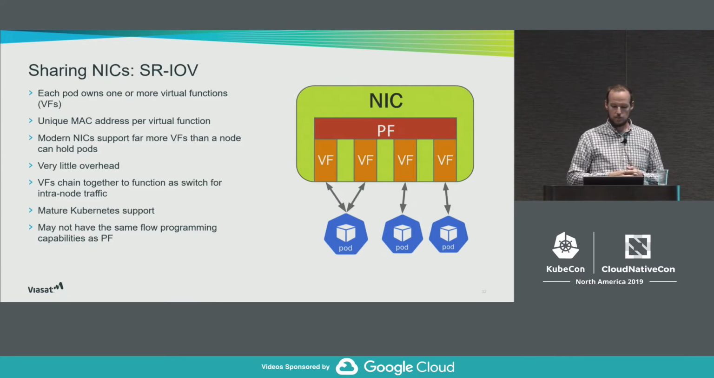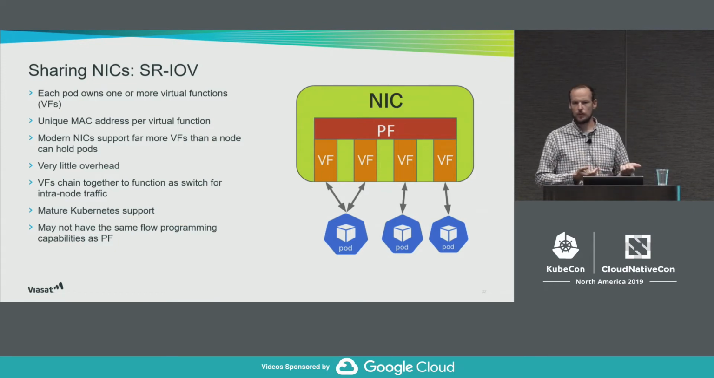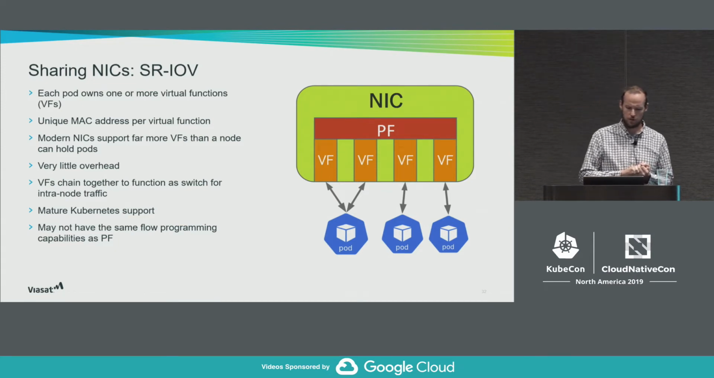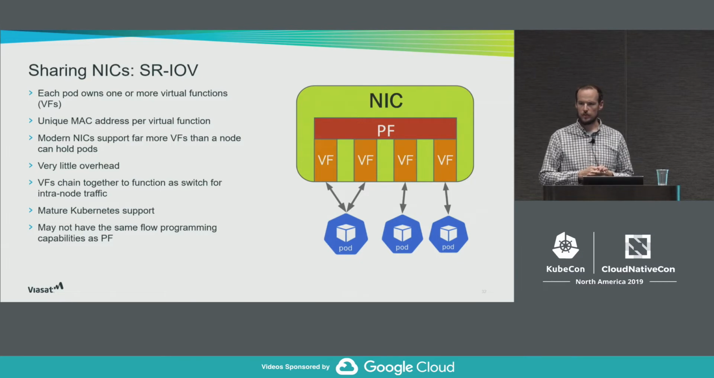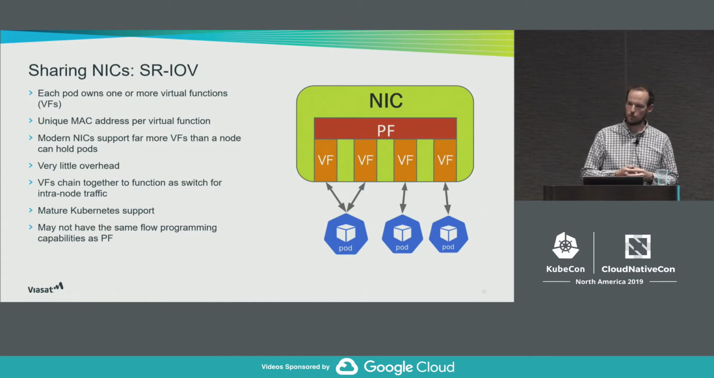And SRIOV has mature Kubernetes support. So there's been a CNI plugin for a long time, but there's also now a device plugin for the last year or so. But the only downside that we found is that it may not have the same flow programming. So if you need to use some of the sophisticated flow programming features in the NICs, if you're using SRIOV, some of the virtual functions may not allow you to use certain flow features.